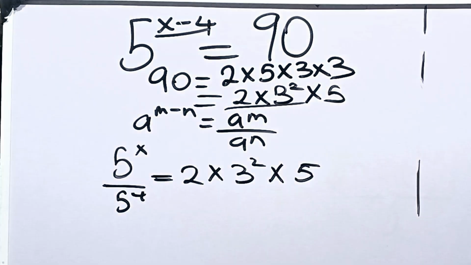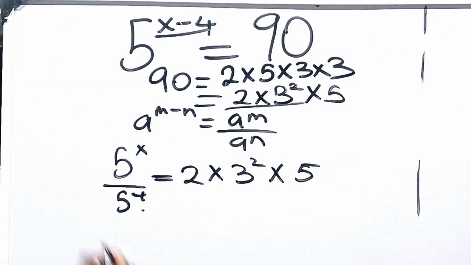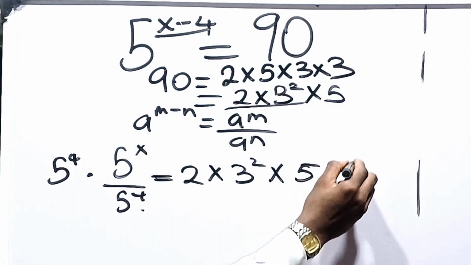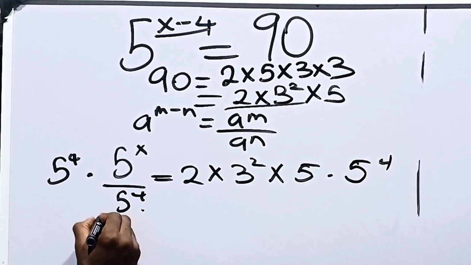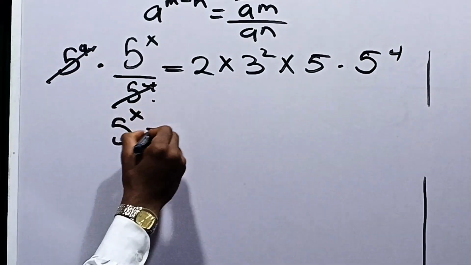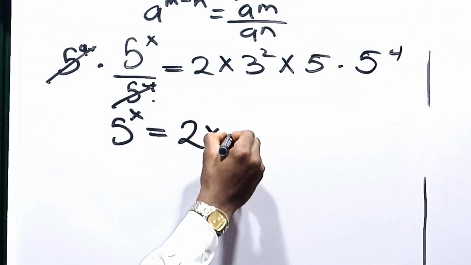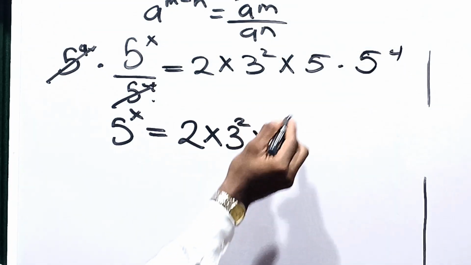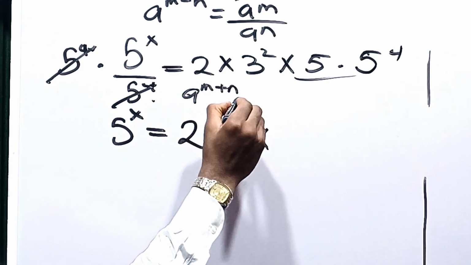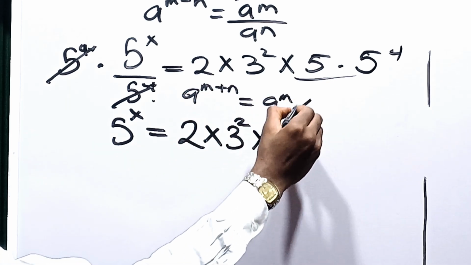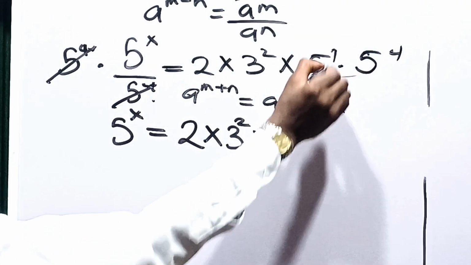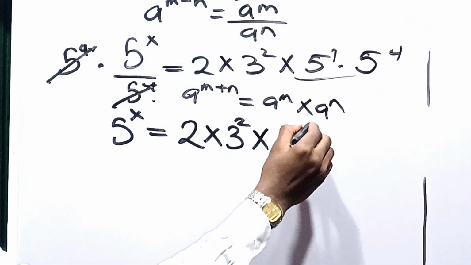Now, let's multiply both sides by 5 raised to the power 4. So multiply this side by 5 raised to the power 4, multiply this side by 5 raised to the power 4, so that we have 5 raised to the power 4 striking 5 raised to the power 4. We have 5 raised to the power x being equal to 2 times 3 squared times, when you have something like this, use the law that states that a raised to the power m plus n is equal to a raised to the power m multiplied by a raised to the power n. Applying that law, then we have 4 plus 1, which is 5 raised to the power 5.